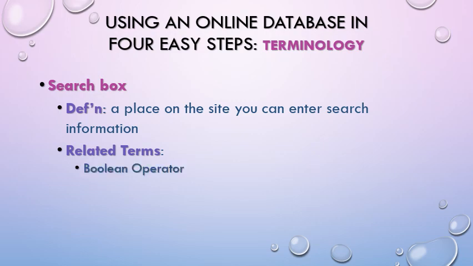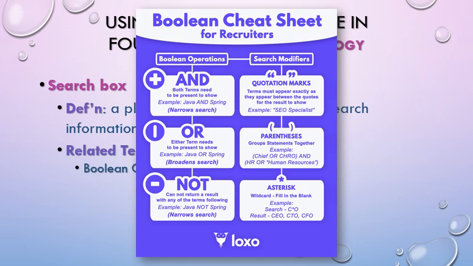Boolean operator. So Boolean operators are ways of narrowing down your results or broadening your results from the dialog box, from the search box, so you don't even have to refine your results later. Some of these will open up, will broaden your search. Some of them will close down, will narrow your search. They are either capital letter words, so AND, OR, NOT, or punctuation: quotation marks, parentheses, and asterisks.